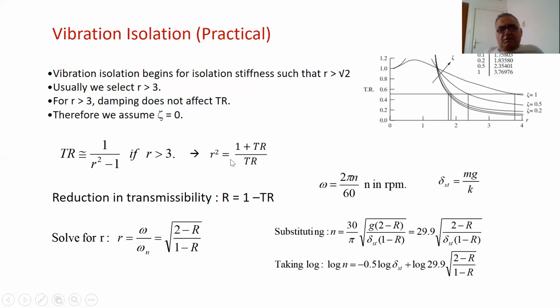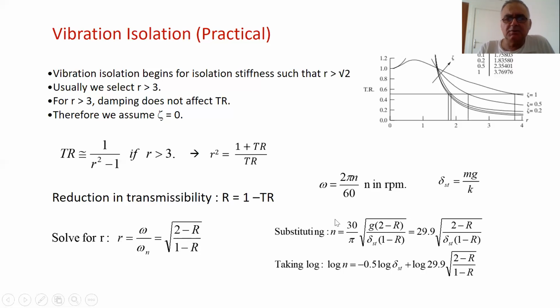And then we define another quantity called reduction in transmissibility. So if the transmissibility is, let's say, 90%, you have 10% reduction in transmissibility. On the other hand, if transmissibility is 10%, you have 90% reduction. So you would like to have as high reduction in transmissibility as possible. Now, if you solve for R value from here, in terms of R, you get the following equation. R equals the square root of (2 minus R) divided by (1 minus R).